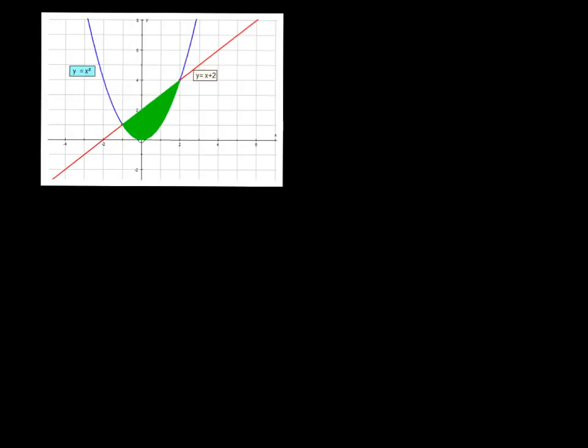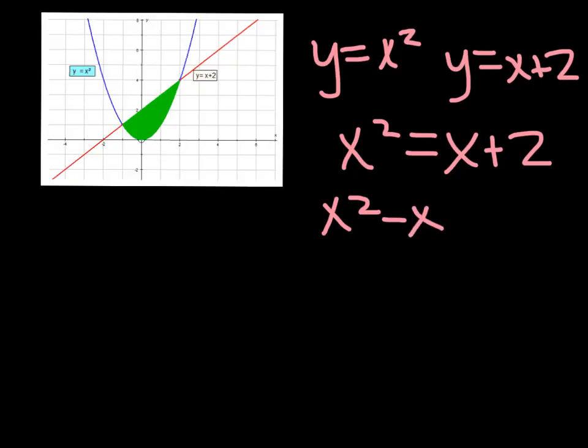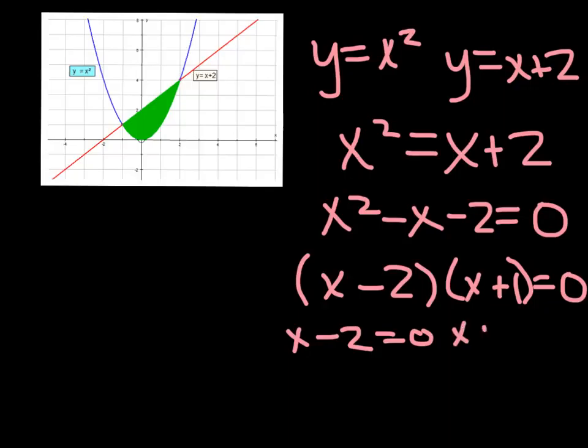So the two equations are y equals x squared and y equals x plus 2. To find the intersection, you want to set both of them equal to each other and then solve. In order to solve for x, you have to factor them, and then set each one equal to 0. So then you get x equals 2 and negative 1, and those will be your bounds.